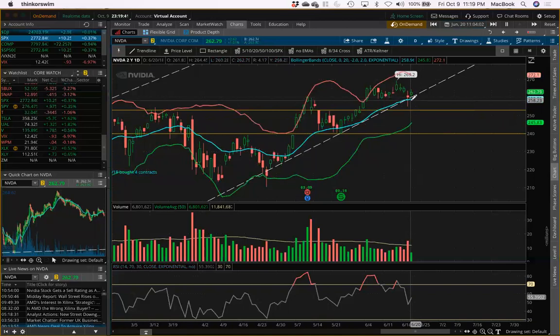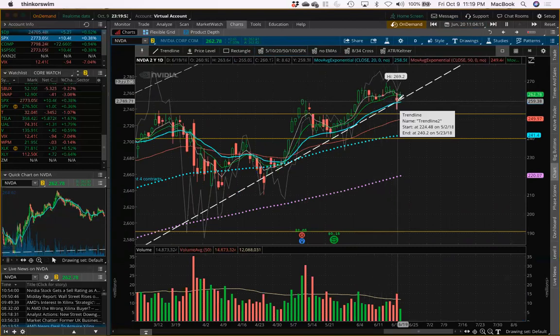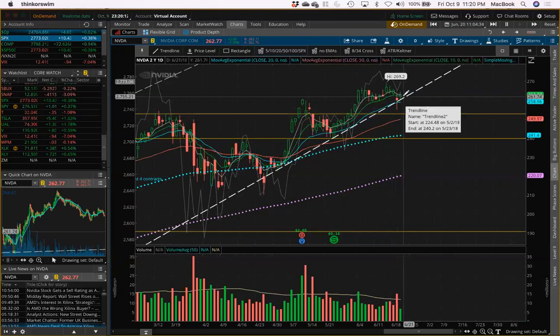Ooh, bounce off the 20. Bouncing off the 20. Okay, so what is that looking like? Do we think it's going to go down to the 10, to the 50? That's 258 all the way down to, so 8. We're long term, right? 262, 7 points away from 269.